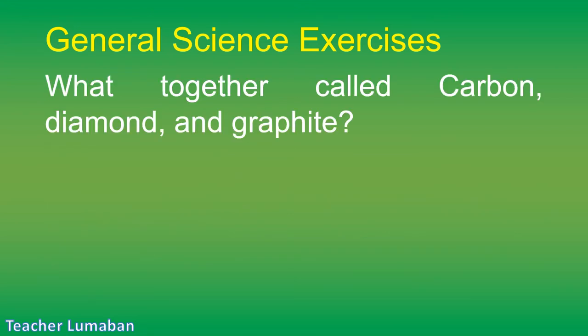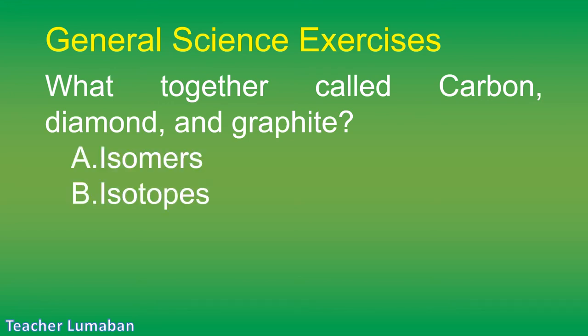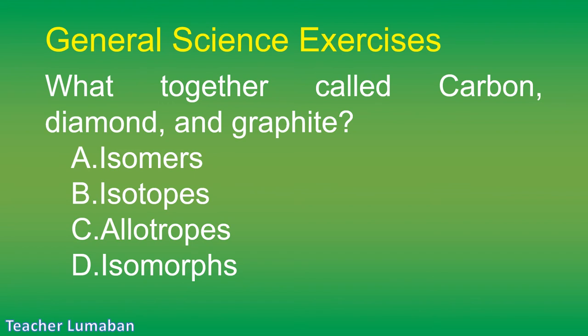What together called carbon, diamond, and graphite? Letter A, isomers. Letter B, isotopes. Letter C, allotropes. Letter D, isomorphs. Choose the suitable answer to the following choices in 5 seconds.